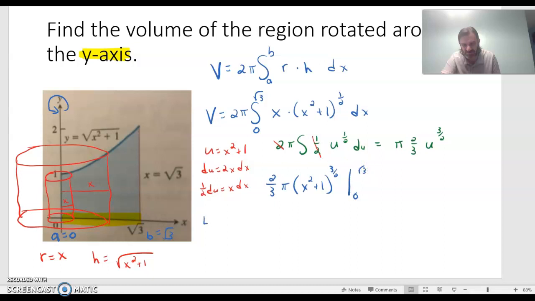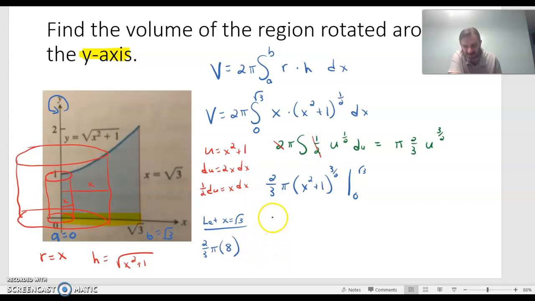Okay, so let's see here. We'll let x equal square root of 3. So when we do that, we got 2/3 pi on the outside. When we plug square root of 3 in, squared, it becomes 3, plus 1 is 4. Square root of 4 is 2. 2 cubed is 8. Okay, so I have 2/3 pi times 8.